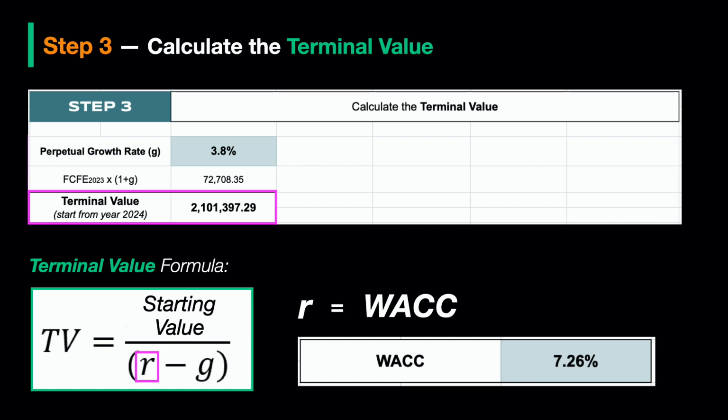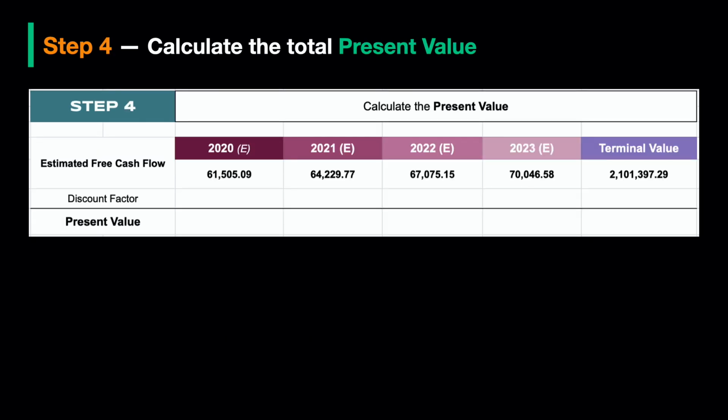There's one thing you should remember is that terminal value is not a present value. This is a future value. We still need to discount this terminal value to the present time. And that leads us to our step 4, calculate the total present value.